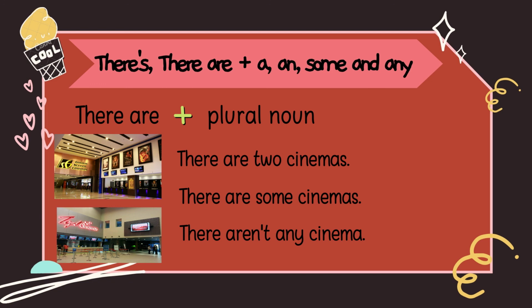Alright, so please tell me, between these 3 sentences, which one is affirmative and which one is negative? The affirmative sentences are these 2, which are, there are 2 cinemas and there are some cinemas. And how about the negative sentence? Yes, the negative sentence is, there aren't any cinemas.